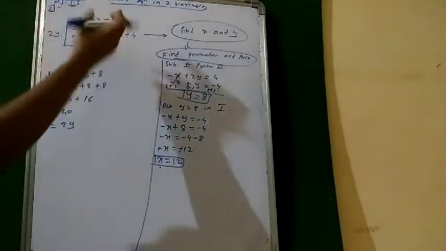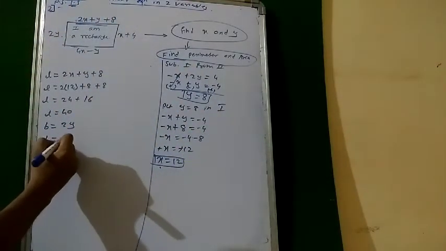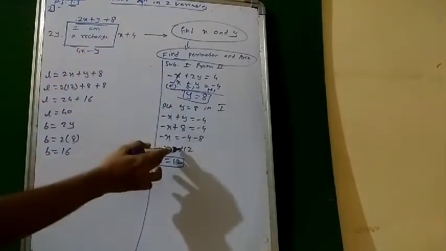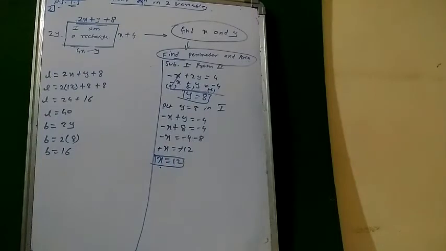And the breadth is 2y. You can take this or this, it is one and the same. So 2 into y, what is the value of y? 8. So it is 16. If I substitute the value of x over here, 12 plus 4 is also 16, so it is okay.